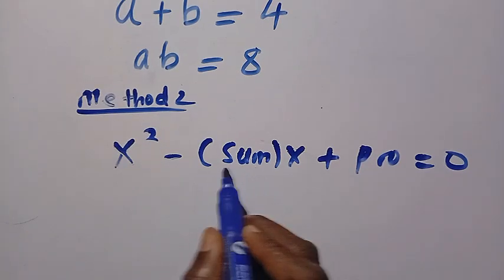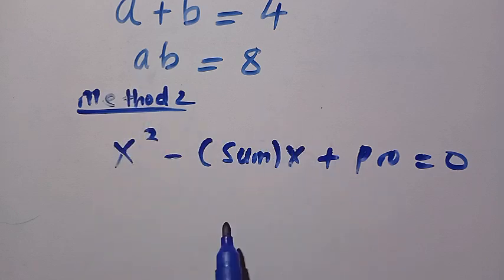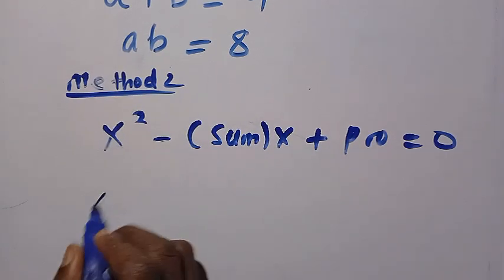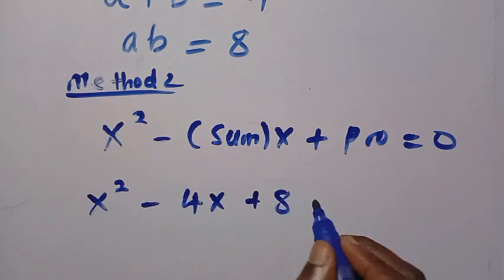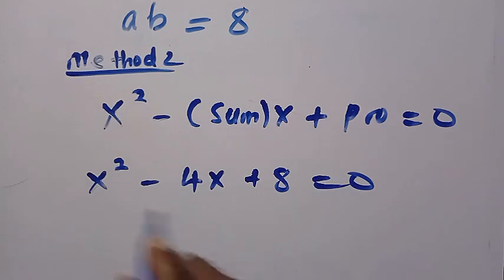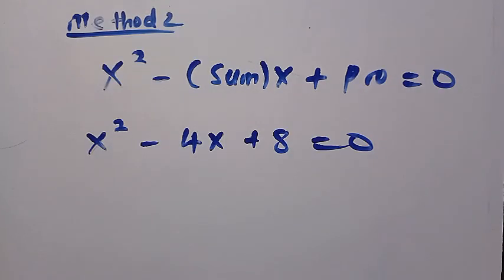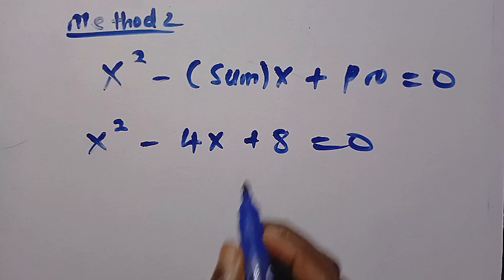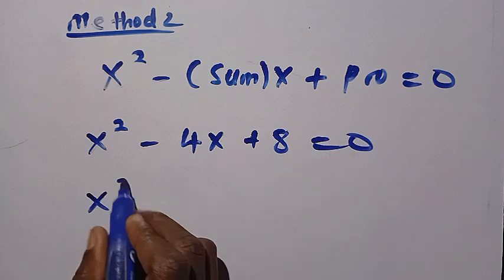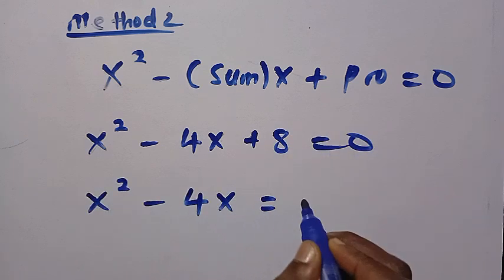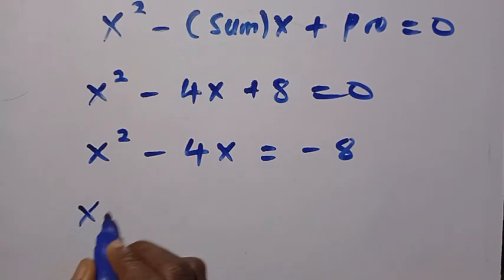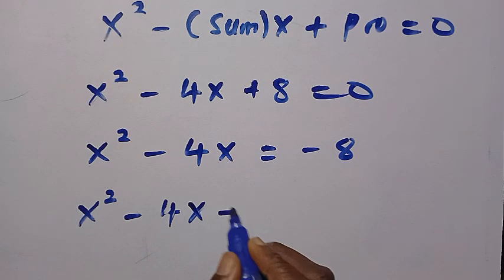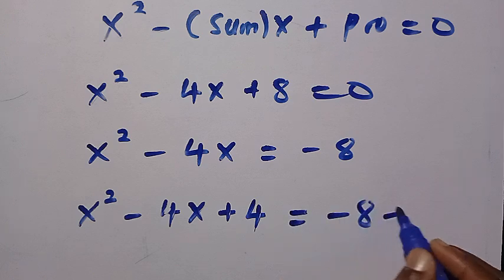We agree that the sum here equals 4 and the product here is 8. Let's replace these. By replacement, we have x squared minus 4x plus 8 equals 0. We form a quadratic equation, so we solve it quadratically. Let's transfer this 8 to the other side: x squared minus 4x equals minus 8. Then let's add 4 to both sides, so we have x squared minus 4x plus 4 equals minus 8 plus 4.